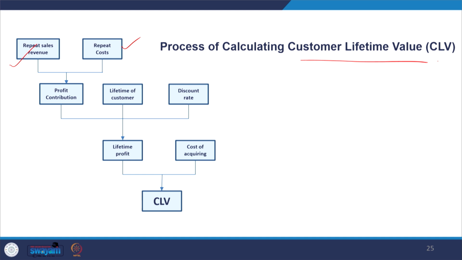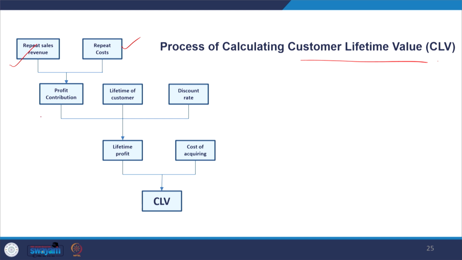The first time I am selling something to a client, let us say, my cost may be very high. The second time I am selling, my cost may come down. As I go further, my cost of selling a product to a business firm or a B2B firm will come down drastically, because many things are now understood by me as a supplier. My sales revenue may be constant, or it may change.